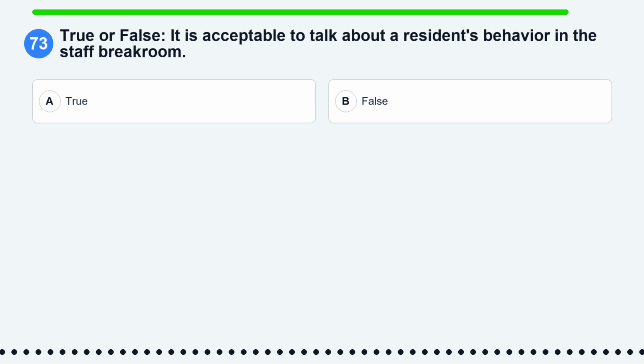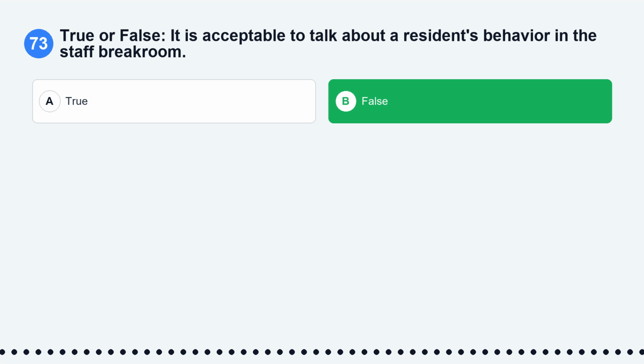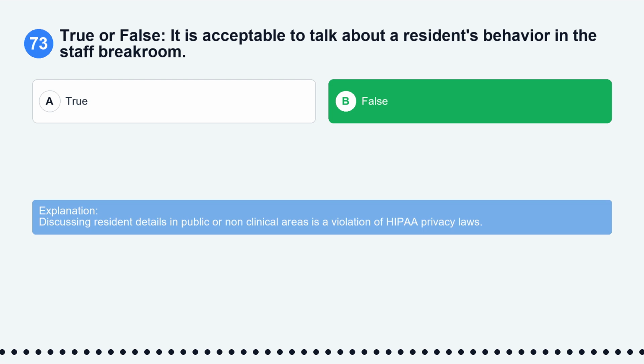Question 73. True or false, it is acceptable to talk about a resident's behavior in the staff break room? Option A, true. Option B, false. The correct answer is option B, false. Discussing resident details in public or non-clinical areas is a violation of HIPAA privacy laws.